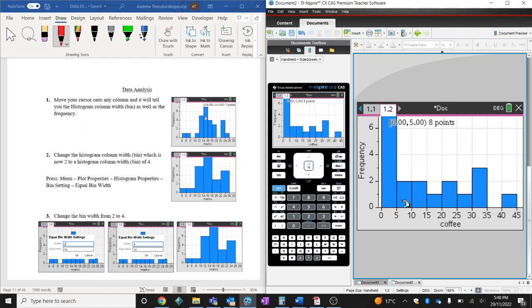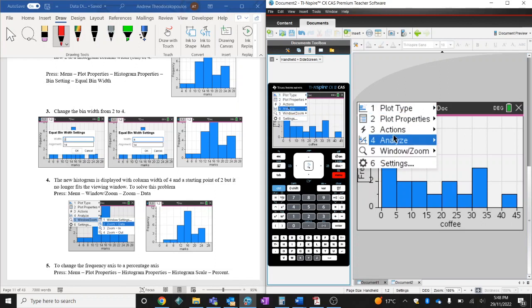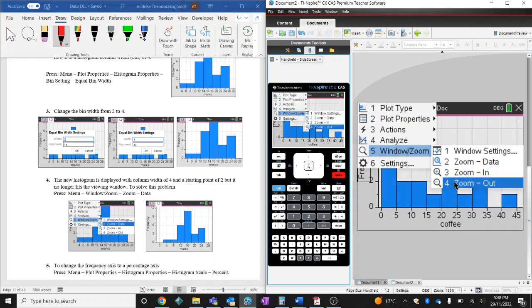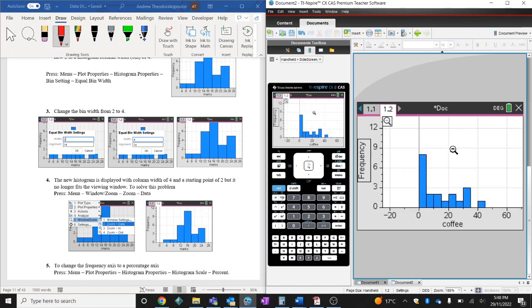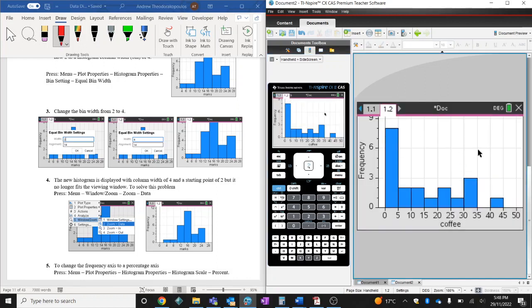It's in groups of 5. Okay, but you notice that you can't really see the full thing, so you want to zoom out a little bit. So you want to press Menu, Window Zoom, and zoom out. Then you can just click once, and hopefully that should be enough to show you the whole bigger picture. If you're too far zoomed out, you can zoom back in, or you can zoom even better with data. Now, what does that do? That just shows you everything. It perfectly brings you to where you need to be. We probably didn't even need to zoom out to begin with. We could have just clicked the data straight away.